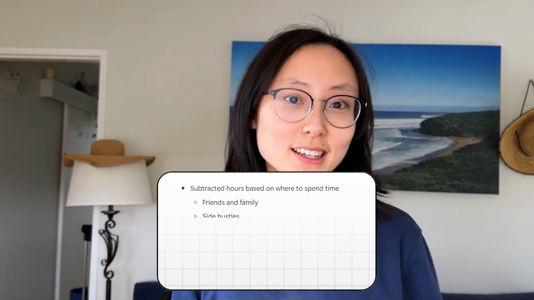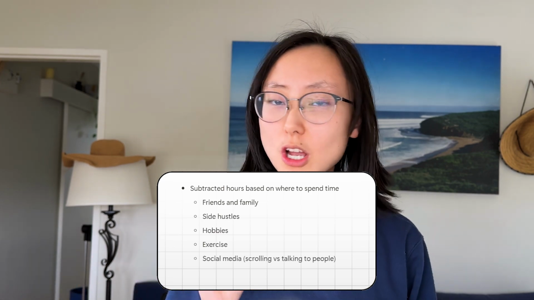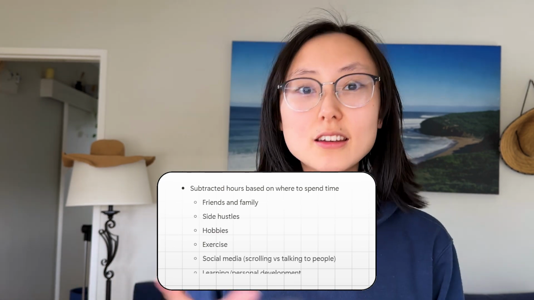So this can include things like friends and family, side hustles, hobbies, exercise, social media, and differentiate between talking to people and just doom scrolling, and learning/personal development. Make sure you check your calendar or time tracker, which I teach during my life tracking course, throughout the week just to make sure your time aligns with your priorities. Then make any adjustments as necessary.